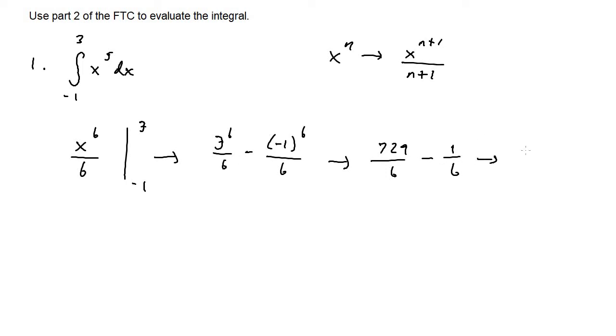729 minus 1 is going to be 728 over 6. And for our final answer, we can divide both the numerator and denominator by 2 and simplify that fraction down into 364 over 3.